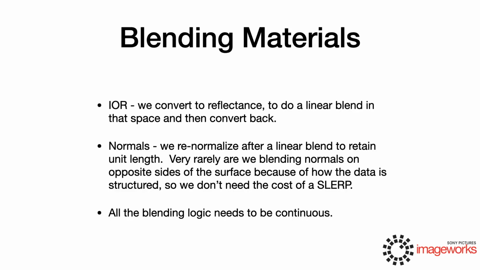Other gotchas where we do a little more than just a simple linear blend include index of refraction, where we found that linearly blending the reflectance instead of IOR directly gave much better results, so we convert the IOR values, do the blend, and then convert back.